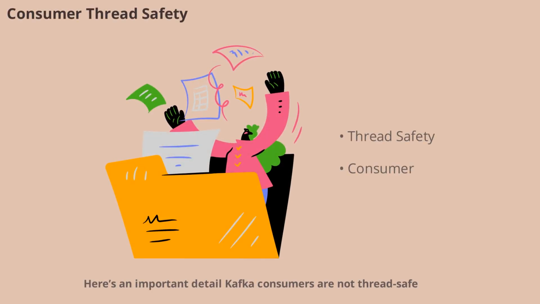Here's an important detail. Kafka consumers are not thread safe. Each consumer maintains its own internal state, such as offsets and partition assignments. If multiple threads try to use the same consumer, they could interfere with each other, leading to inconsistent state or incorrect offset commits. That's why in Kafka, one consumer always runs on a single thread to avoid these issues.